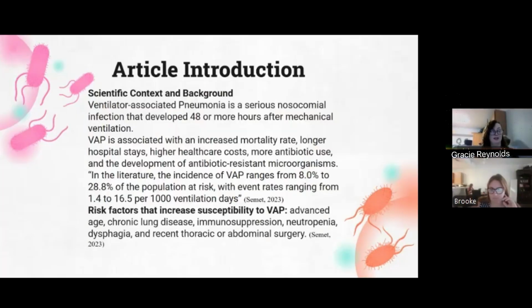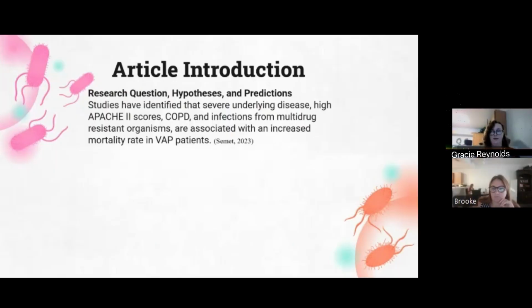Risk factors: advanced age, chronic lung disease, immunosuppression, neutropenia, which is a decreased amount of neutrophils, dysphagia, difficulty swallowing, and recent thoracic or abdominal surgery. Common pathogens associated with VAP include Staphylococcus aureus, Pseudomonas aeruginosa, Klebsiella species, Streptococcus species, Enterobacter species, and Candida species. Studies have identified that severe underlying disease, high APACHE-2 scores, COPD, and infection from multi-drug resistant organisms are associated with an increased mortality rate in VAP patients.